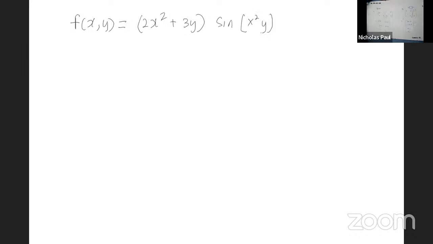Try this one here. Find the partial derivative with respect to x first. Take your time. I'm giving you 2 minutes, then I will help you. So you have to identify if it's a product or not.